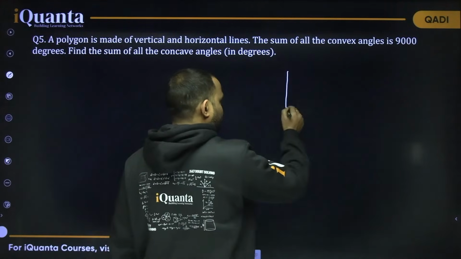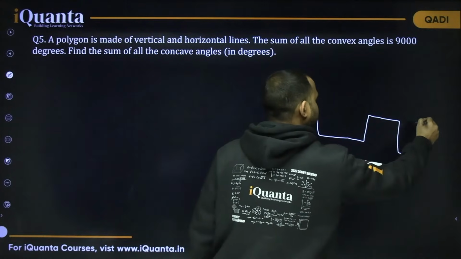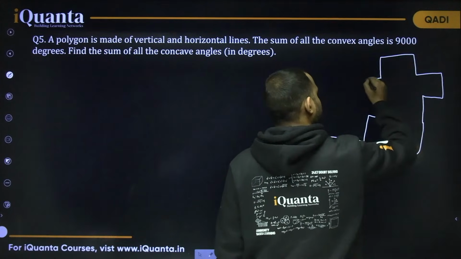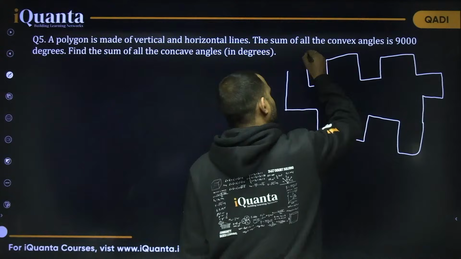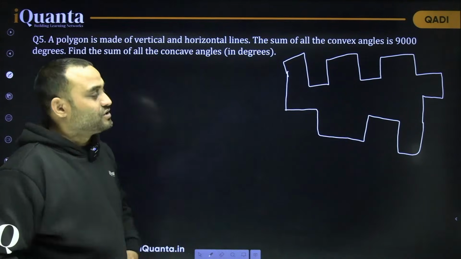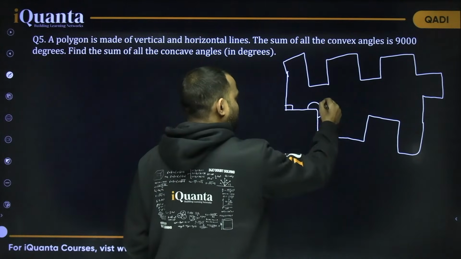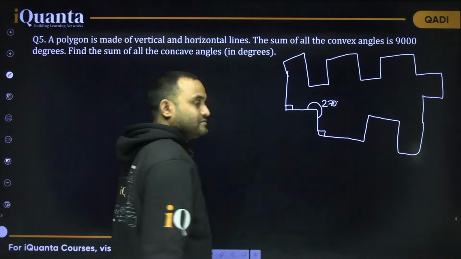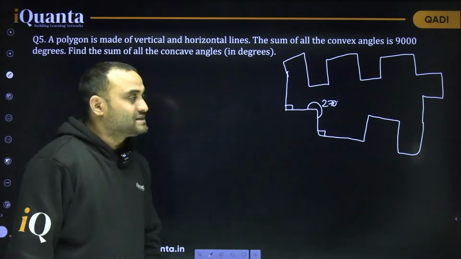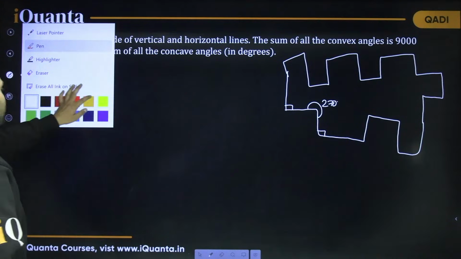See, the polygon is made of something like this. Something like this. Okay. So, only vertical and horizontal lines. Some of the angles will be 90 degrees, some of the angles will be 270 degrees, right. So, it says the sum of all the convex angles is 9,000 degrees. Find the sum of all concave angles.